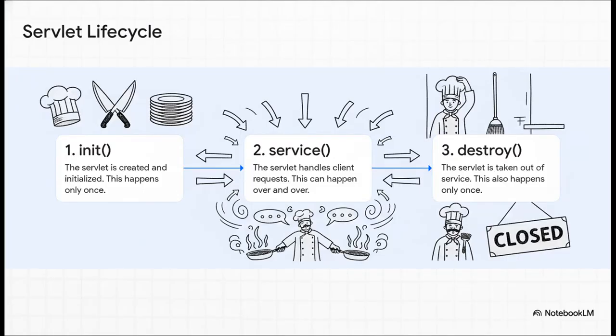Okay, so it all starts with the init method. This is when the servlet is first hired, and our chef sets up the kitchen for the day. This only happens one time, right when the application starts up. Then you have the service method. This is the real workhorse. This is the chef cooking, and it gets called over and over and over again for every single request from a user. And finally, way at the end, when the whole web application is shutting down, the destroy method gets called. This also happens just once, to clean everything up as our chef retires for the night.